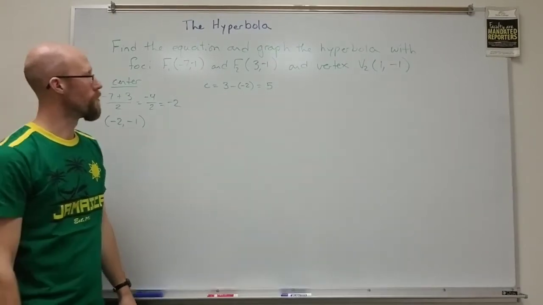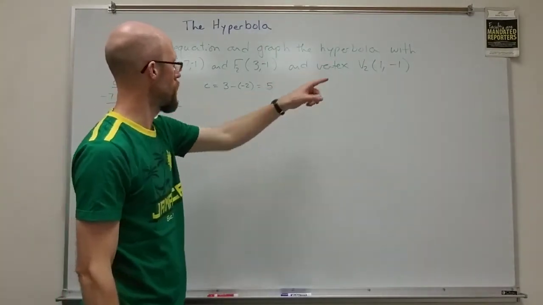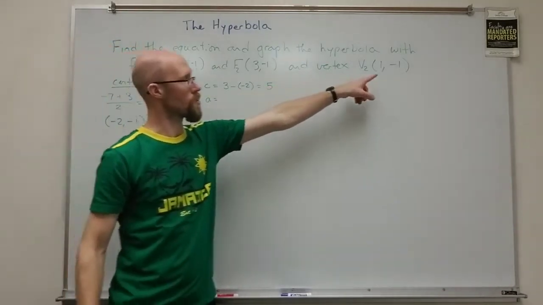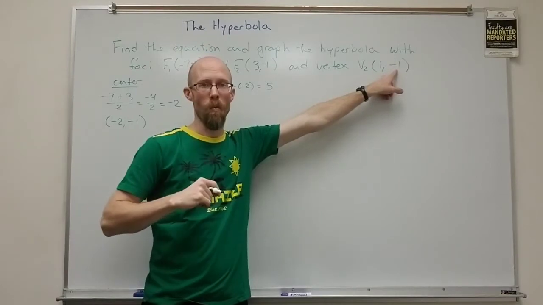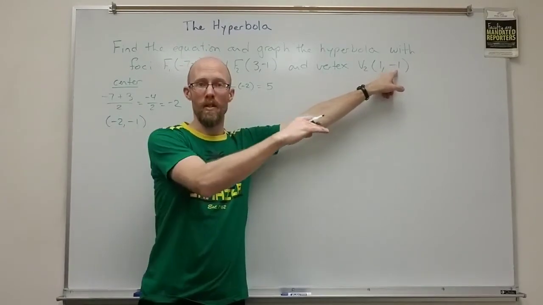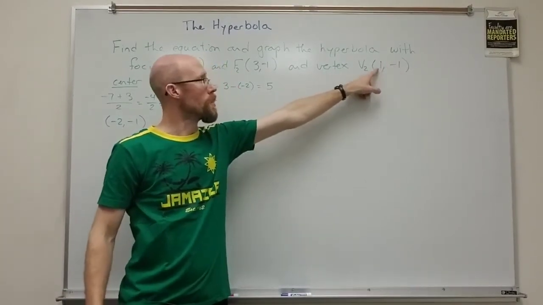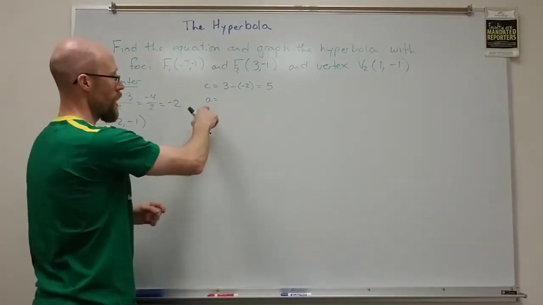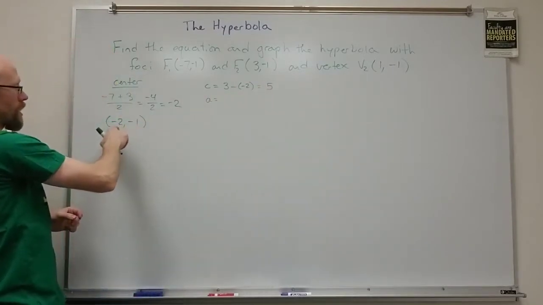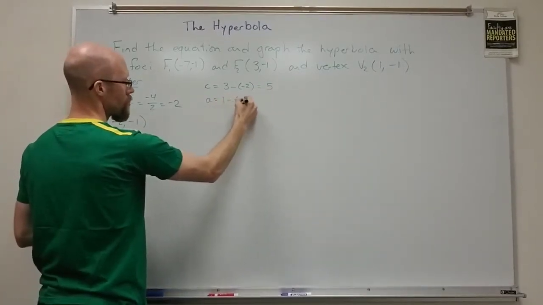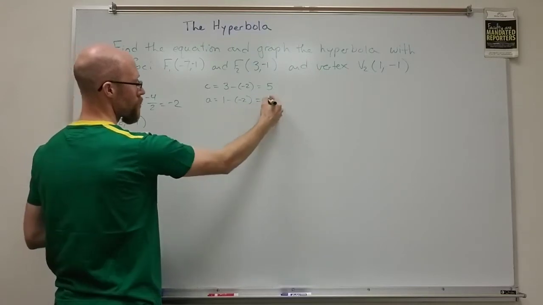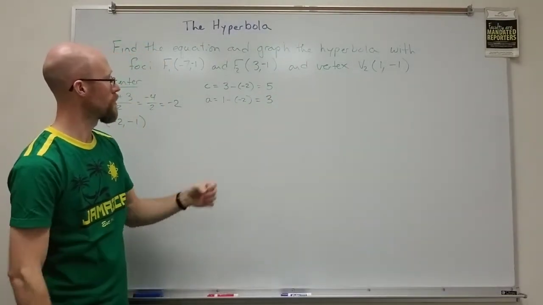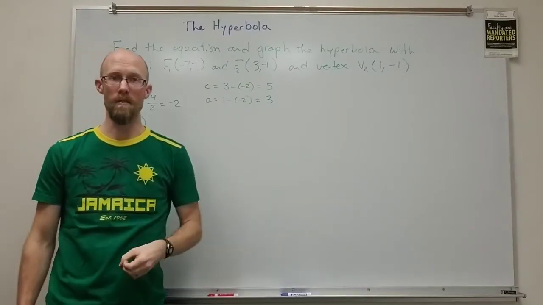The vertex then is how we find the value for a. The vertex is also at the same y value of -1. That's going to be our transverse axis. The positive 1 will help me to find the distance, or the a value. So the distance from 1 to -2, 1 minus -2, is going to be 3, right? 1 plus 2. So 3 is my a value, 5 is my c value.